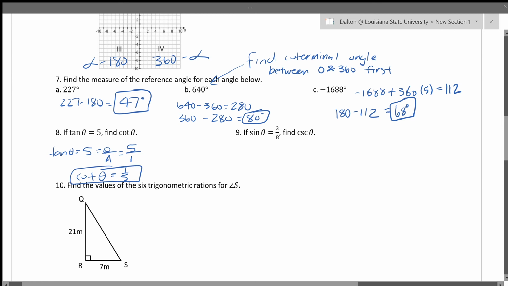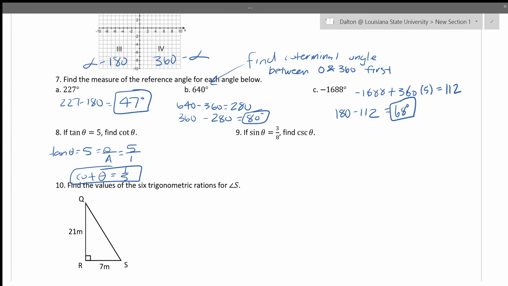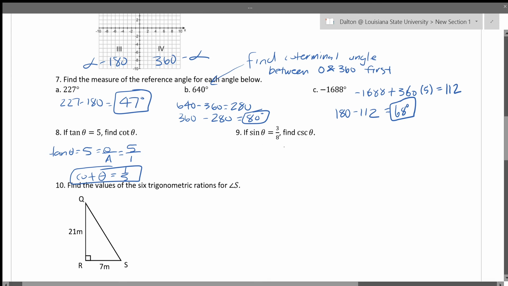Similarly for number 9, if the sine of theta is 3/8, and I ask you to find the cosecant, if you remember that sine and cosecant go together and they are reciprocals of one another, then there's no work to be done here. Simply the cosecant of theta is going to be 8/3.